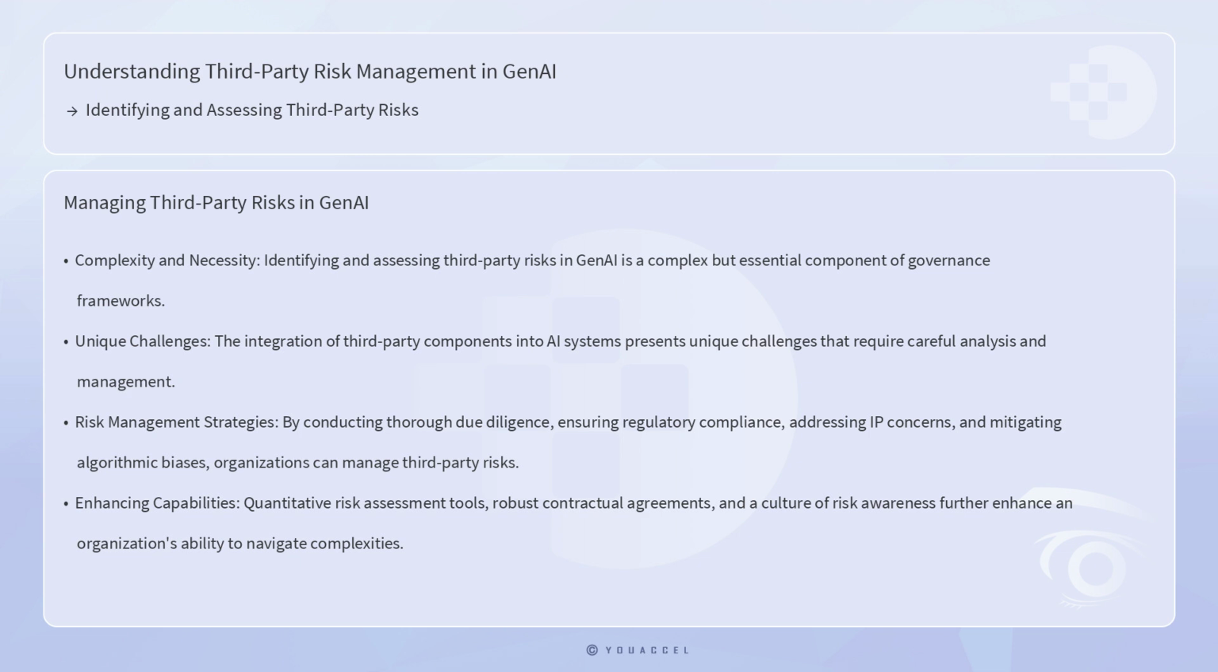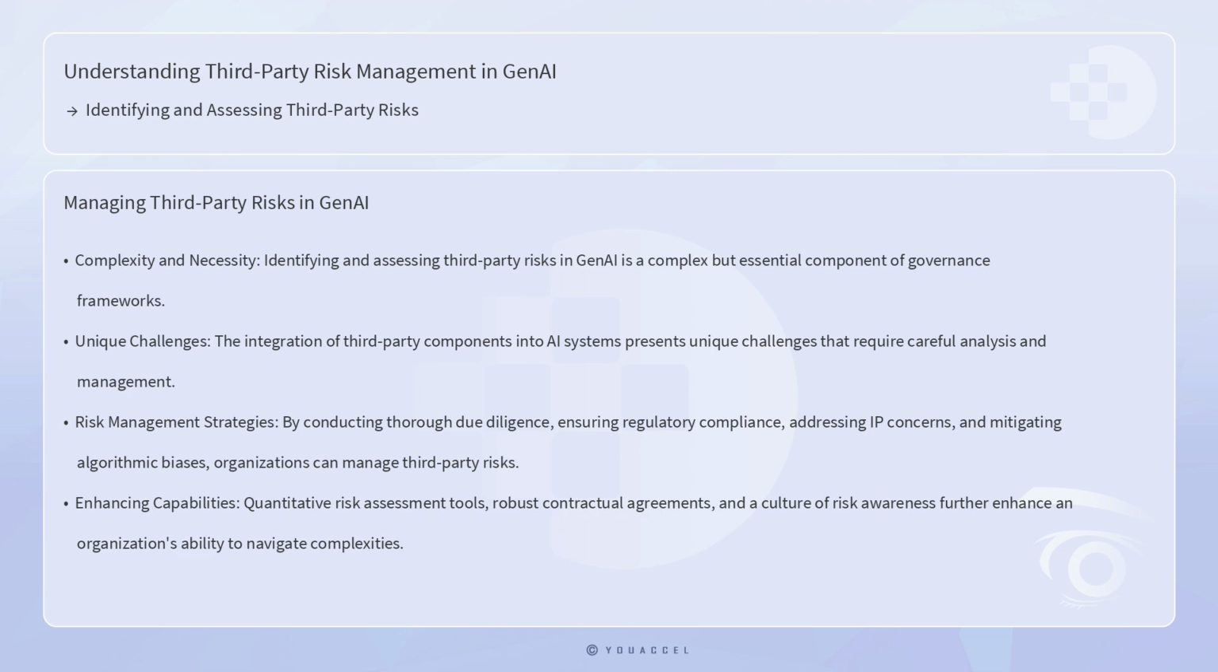In conclusion, identifying and assessing third-party risks in GenAI is a complex but essential component of governance frameworks. The integration of third-party components into AI systems presents unique challenges that require careful analysis and management. By conducting thorough due diligence, ensuring regulatory compliance, addressing IP concerns, and mitigating algorithmic biases, organizations can effectively manage third-party risks and safeguard their AI systems.